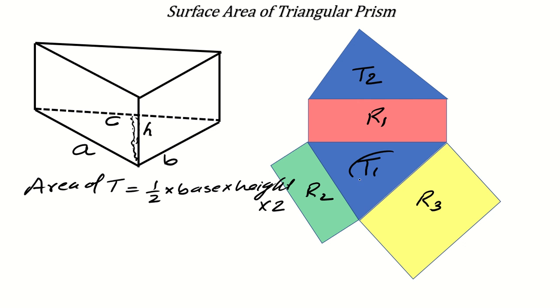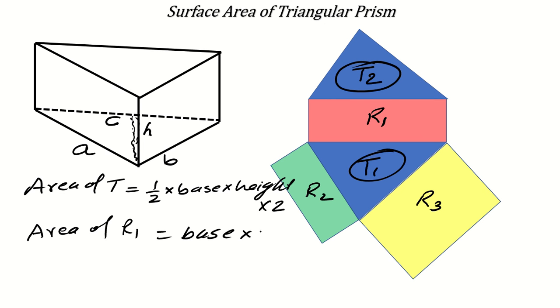Why? Because we have 2 triangles of the same area. Then you will find the area of R1, that is rectangle 1, with the formula base multiplied by height. With the same formula you will find the area of R2 and R3, and at last you will add all the areas to find the final answer. Like this you will find the surface area of a triangular prism.